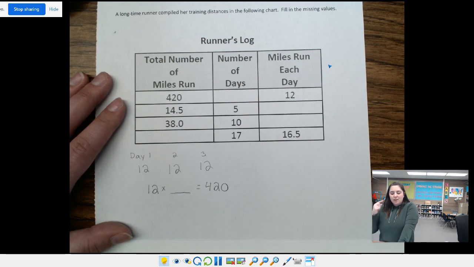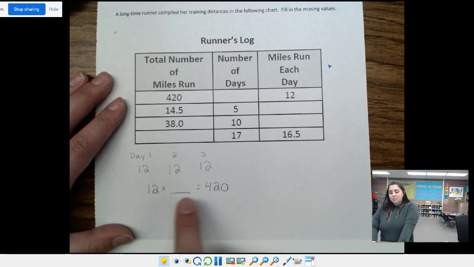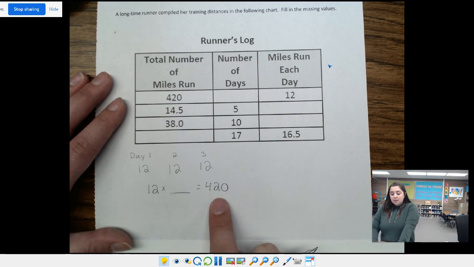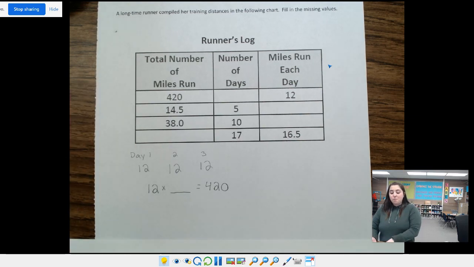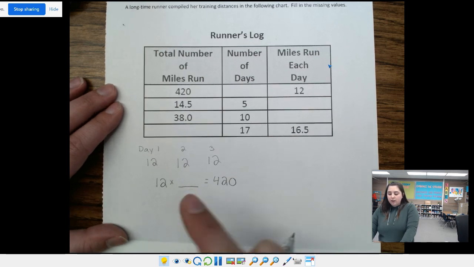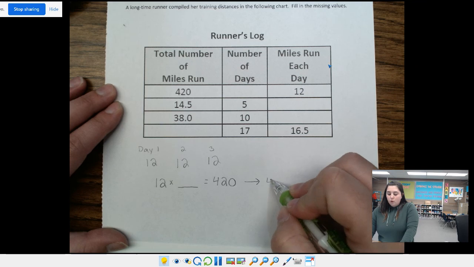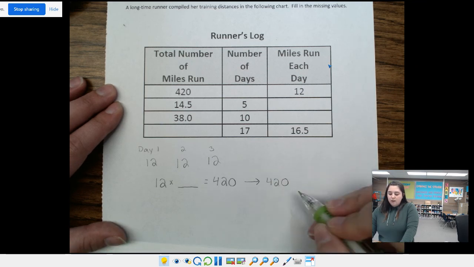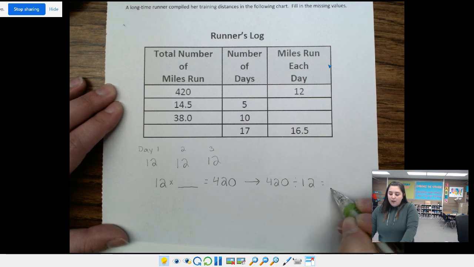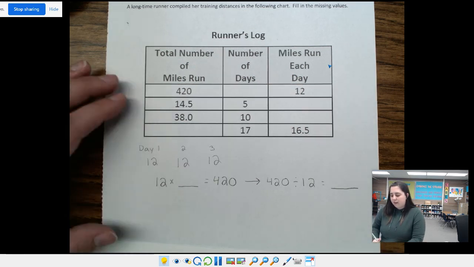Okay, here's what I would do. If you don't know your 12 times tables very well, this might be a little tricky, but multiplication and division are the same thing, just backwards from one another. So if I'm not sure what this is, I could rearrange this. This is the same thing as doing 420 divided by 12, and that'll tell me what the blank is.